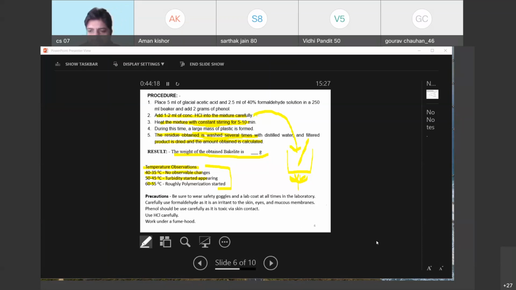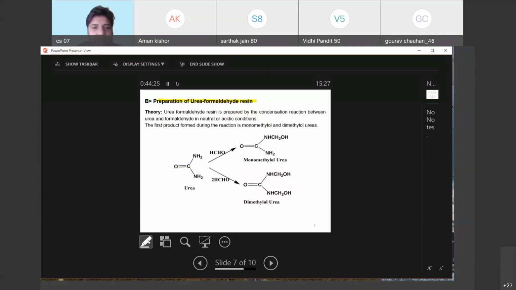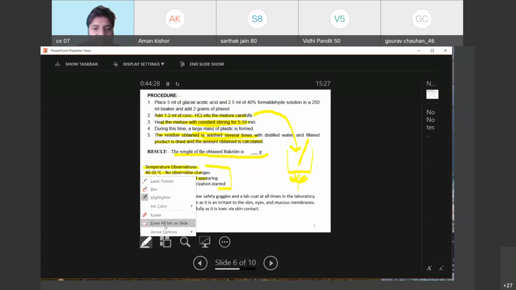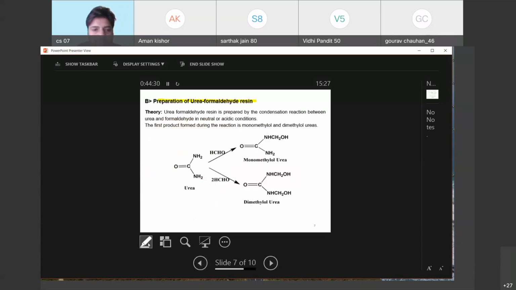Okay. So this is one of the polymers that we have to synthesize. The next polymer we have to synthesize is urea formaldehyde resin. Again, urea formaldehyde resin is a condensation polymer, and it is prepared from urea and formaldehyde.